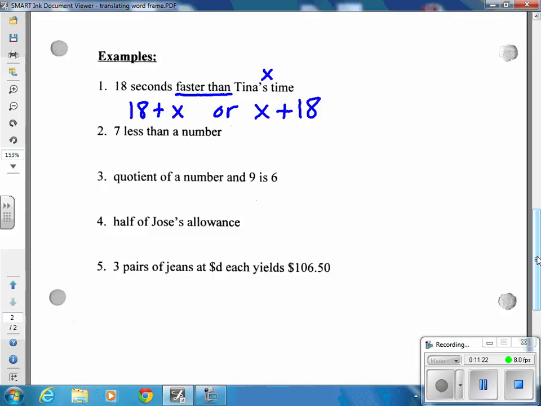All right, so for number 2, star this one. This one's got that key phrase less than that I was talking about, and this is one of those words that we have to watch the order of it. All right, we don't know the number, so that's where we're going to put our X, is where the a number part is.